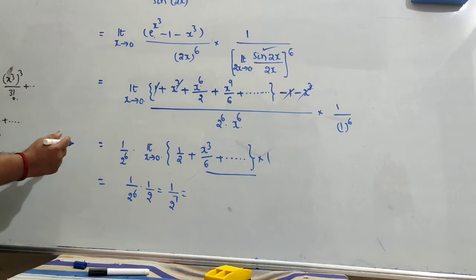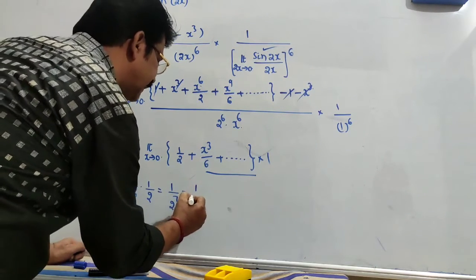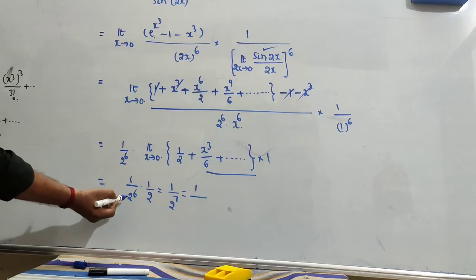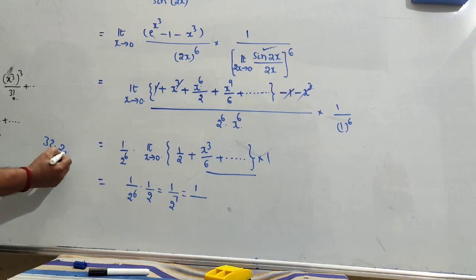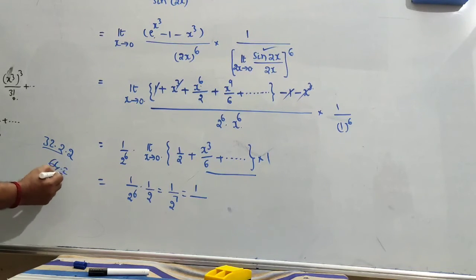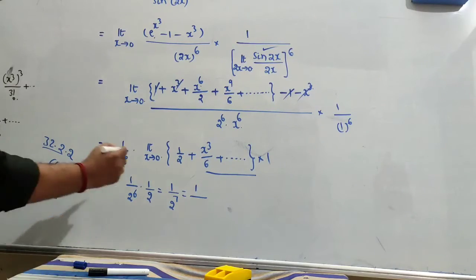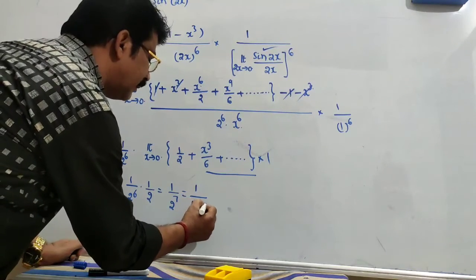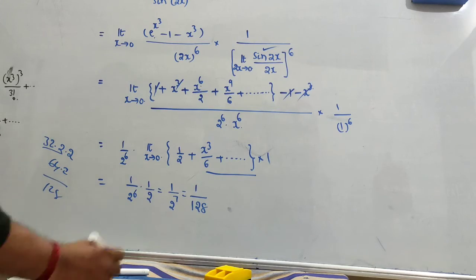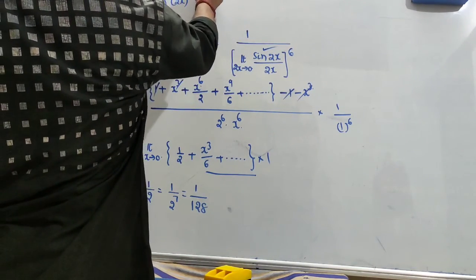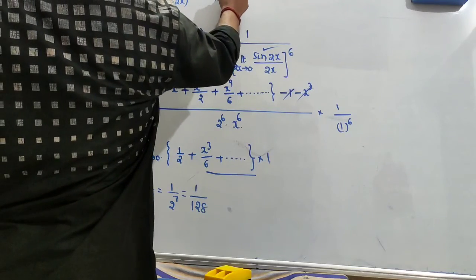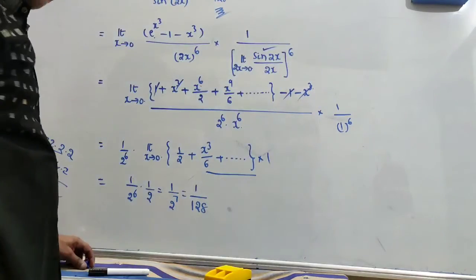1 by 2 power 7: 2 power 5 is 32, 2 power 6 is 64, 2 power 7 is 64 into 2, which is 128. So the answer is 1 by 128. Therefore the answer is 1 by 128. Hence the problem.